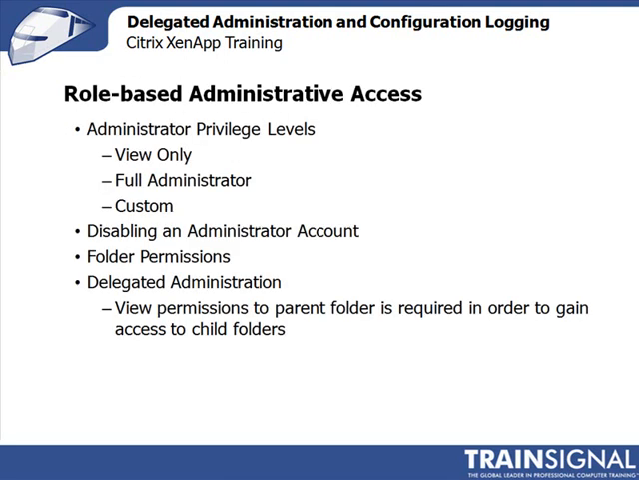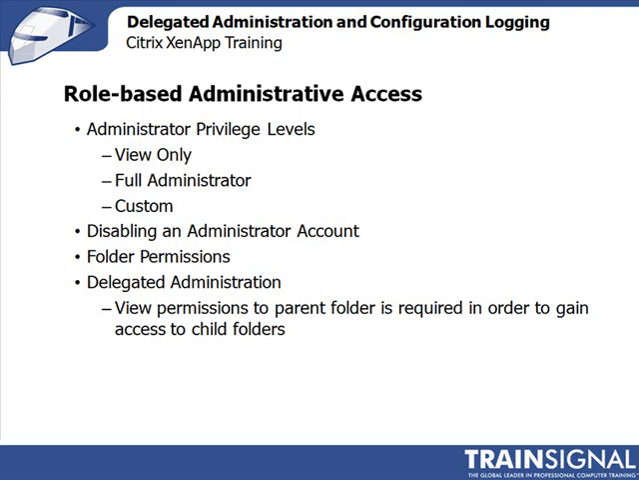The first thing we're going to start off with is role-based administrative access. When you're inside the farm, and I'll show you this once we get into the demonstration portion of this lesson, you can create several administrative accounts that can log on to the Citrix farm. By default there are three roles, or three privilege levels, that you can grant these administrative accounts. You can have view only, which means they'll have access to the entire farm.